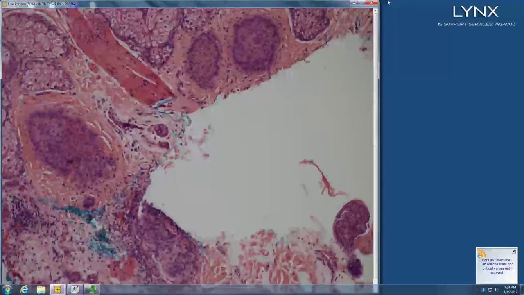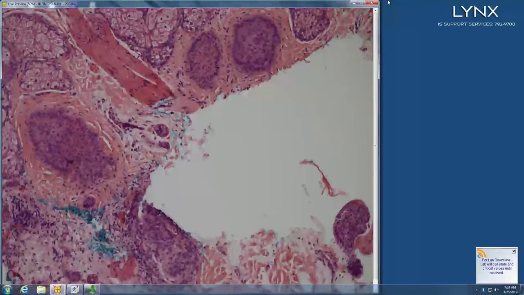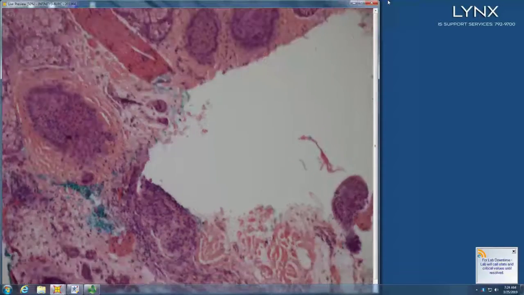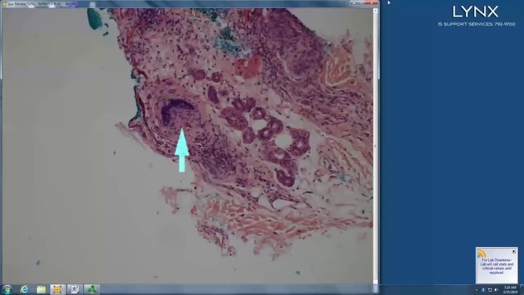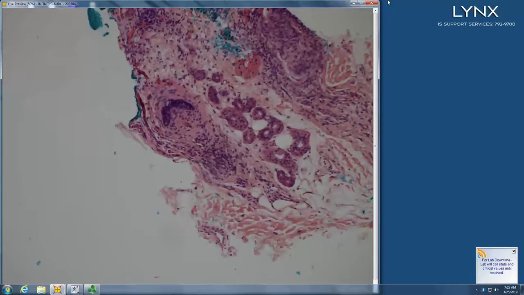I think AA, syphilis, trichotillomania. AA, syphilis, trichotillomania. And then we've got a fibrous tract here that's kind of busy with lymphocytes and eosinophils. AA or, you still have to say or syphilis, right? So alopecia areata or syphilis.